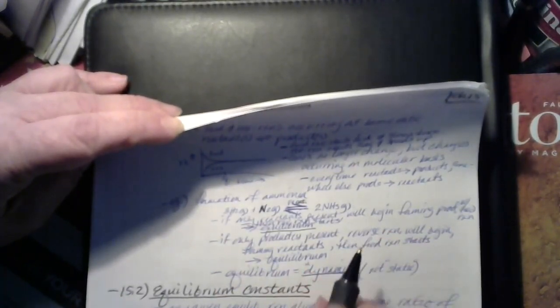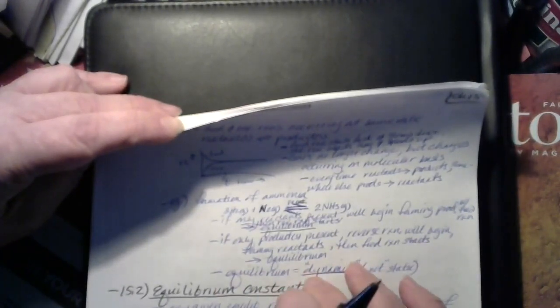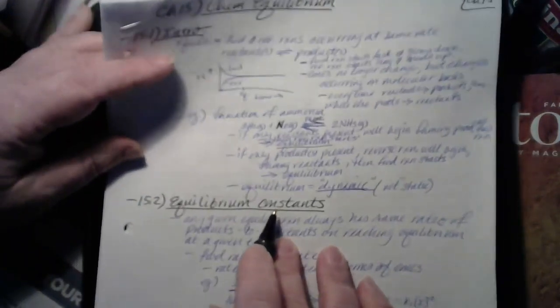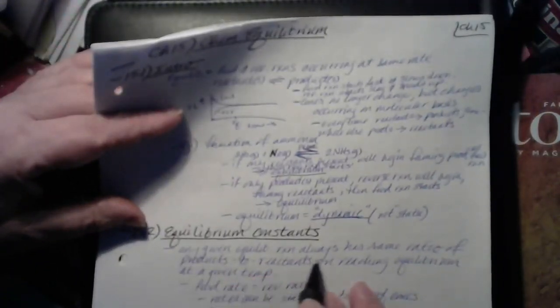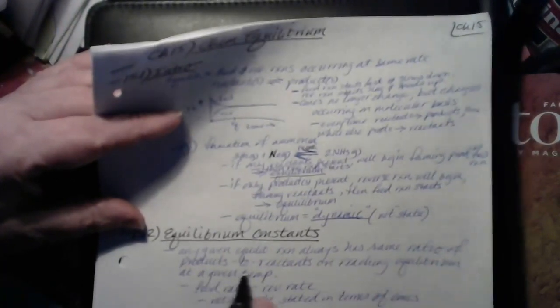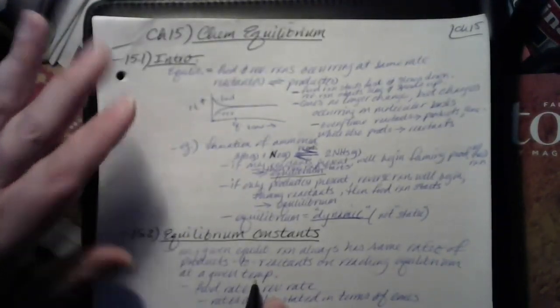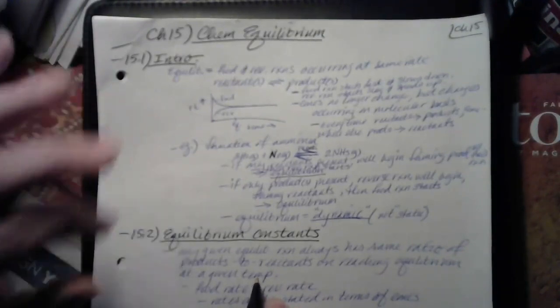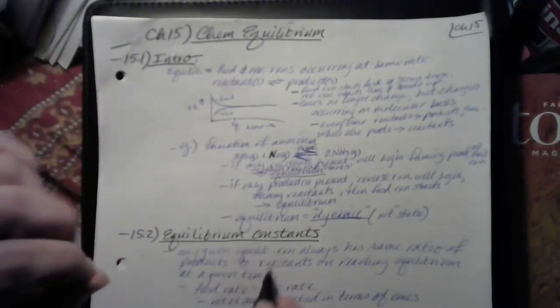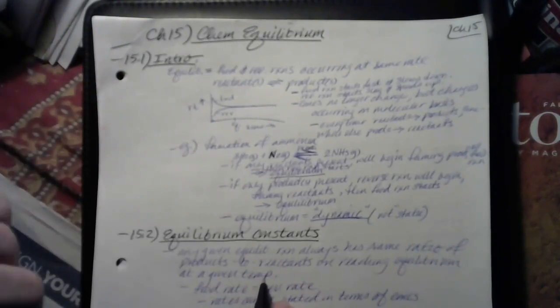And it'll always be the same number for that ratio for that particular reaction, as long as you don't change the temperature. So starting out, that's actually a lead-in to the idea of equilibrium constants. Any given equilibrium reaction always ends up with the same ratio of products to reactants once it reaches equilibrium at a given temperature. So every reaction has its own characteristic value for this ratio, which is called the equilibrium constant, at a given temperature.